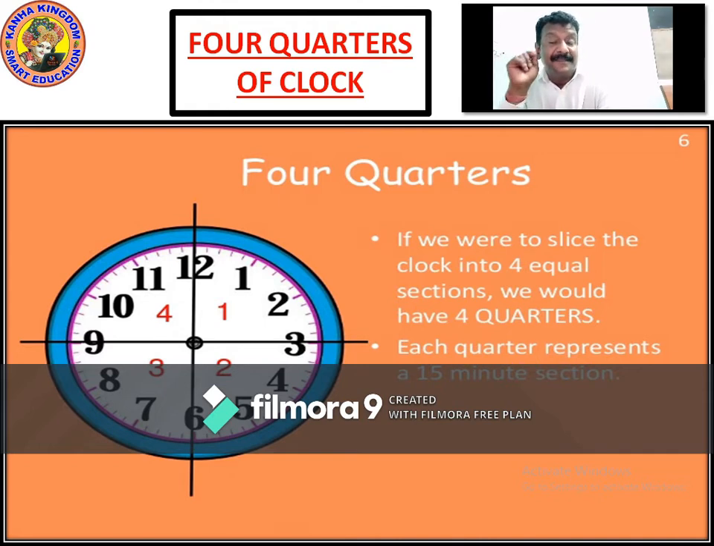Then again from 3 to 6, it is 3, 4, 5, 6, 3 into 5, again 15 minutes. From 6 to 9: 6, 7, 8, 9, again it's 3. 3 into 5, 15. 9, 10, 11, 12, it's again 3. In a quarter, how much comes? 3 counts come in that. 1 to 3, 3 to 6, 6 to 9, 9 to 12. These are the 4 quarters.